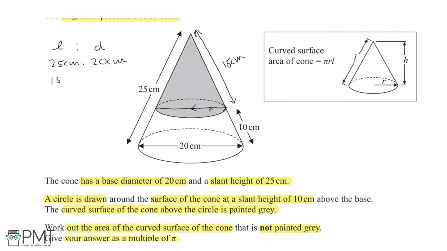Because we're dealing with 15 centimeters, what we're going to do is find what we multiply 25 by to get 15. To do this, it is 15 over 25, that's 3 over 5. So we multiply by 3 over 5, which means we also multiply this side by 3 over 5. 3 over 5 times 20 is going to be 12 centimeters. So the diameter of our smaller cone is 12 centimeters, and that means this radius here is going to be 6 centimeters.